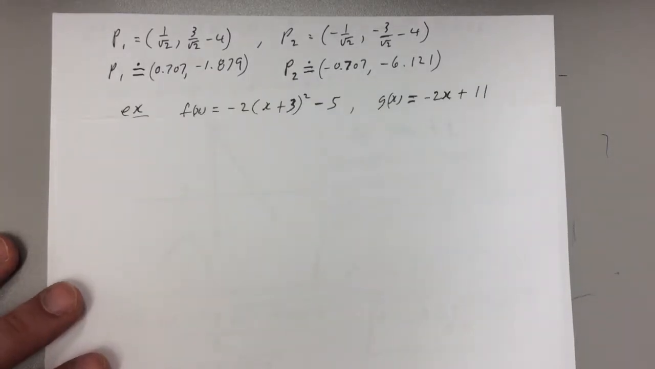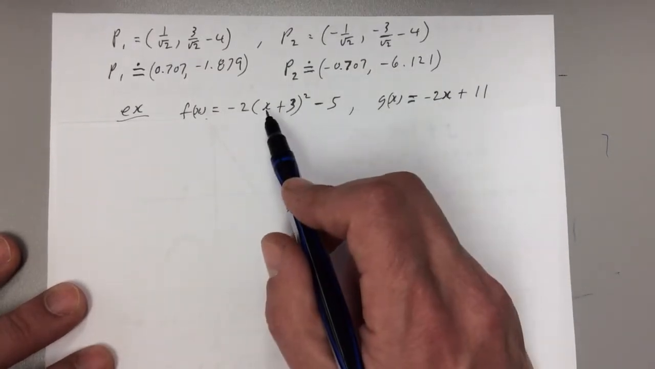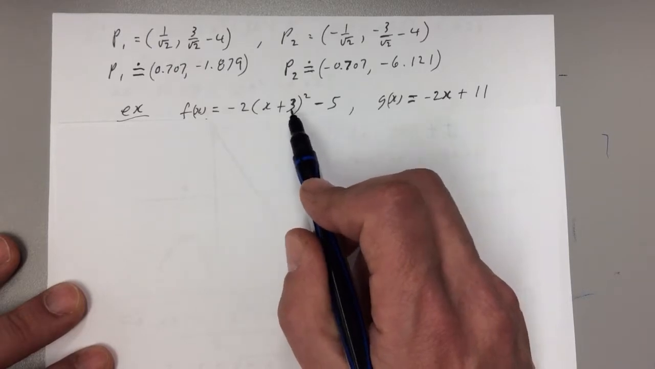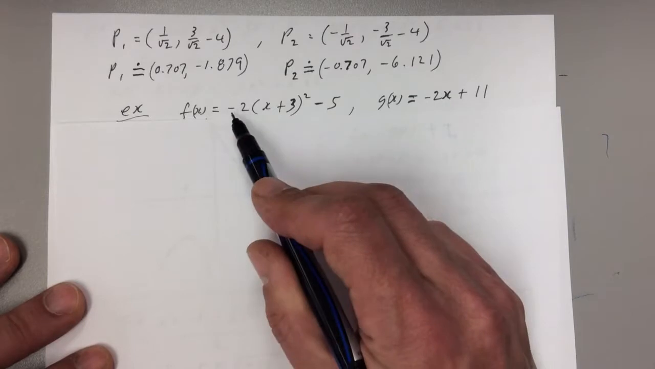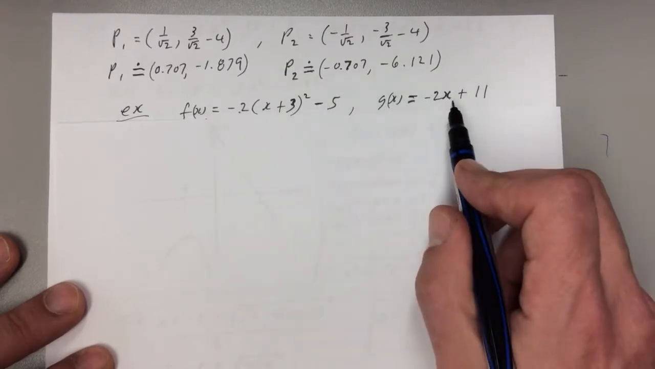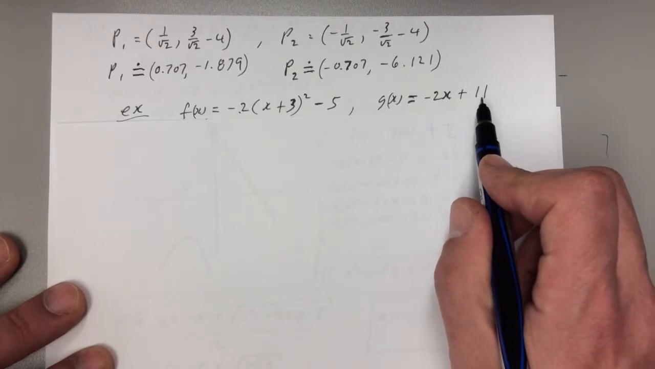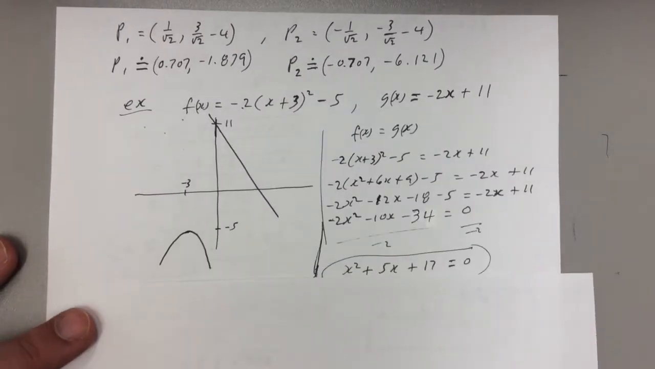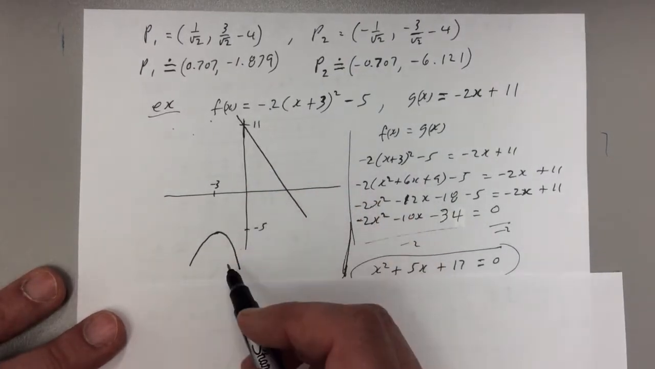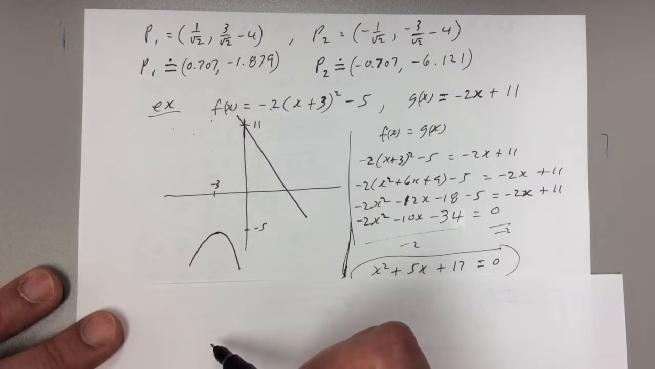Okay, so what if we had something like this? This quadratic and this line. Now this quadratic you can graph. You know the vertex is at -3 and -5, and it opens down. And this one has a slope of -2, and it has a y-intercept of 11. So when you graph these, you're going to get this, and you can see that there's going to be no intersection point.